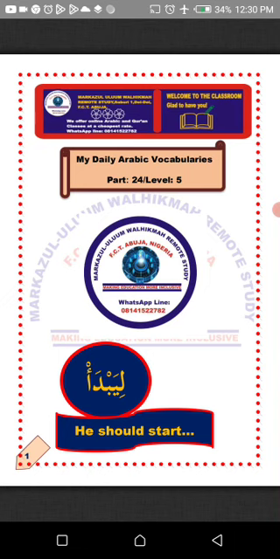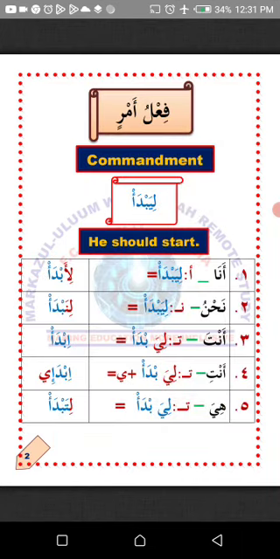Happy listening. We are going to learn from this lesson how to change the Arabic verb liyabdah to suit certain pronouns in Arabic. Fi'lu amr, commandment. We are going to learn how to instruct others to do something in Arabic using different forms of verbs. The question is, how do we change the verb liyabdah to suit the pronouns below?